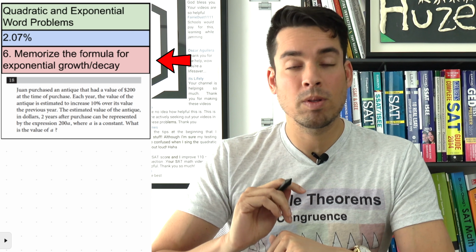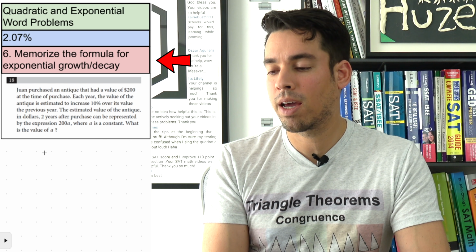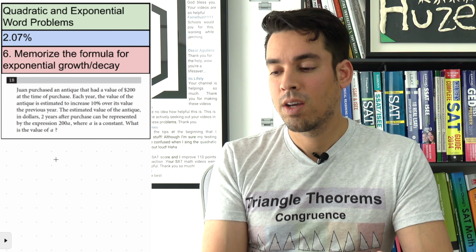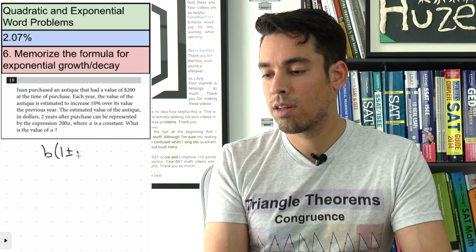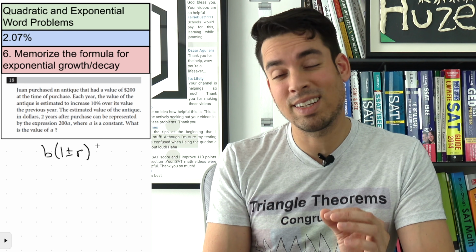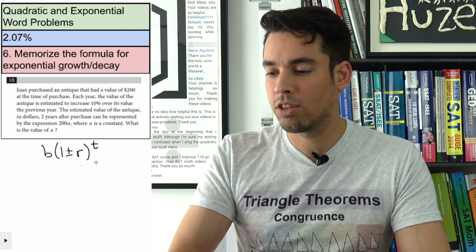is memorize the formula for exponential growth and decay. And what is that formula right off the bat? Normally I would use a. I'm going to use a different variable because they use a in this equation. I'm going to say b times 1 plus or minus r, which stands for the rate at which it's growing in a percentage, but in decimal format, to the t power. T is the time that's elapsed, usually years.